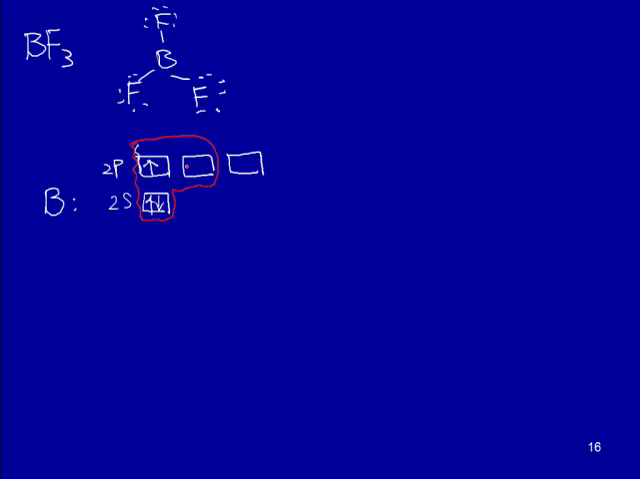One is half full, the other one is not filled at all, and the 2s, you can view that as 1, 2, 3. Remember, however many atomic orbitals you take and mix together, you will have the same number of hybridized orbitals. In this case, I have sp2 hybridization.